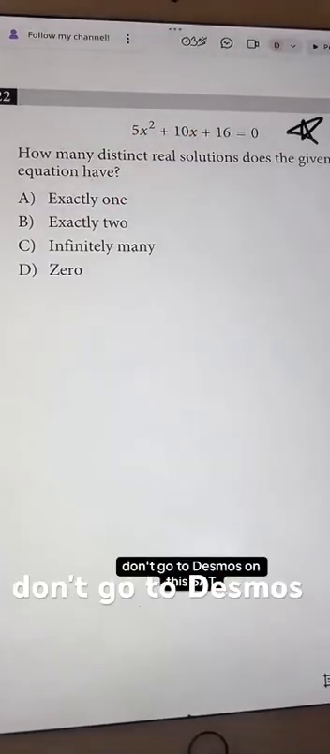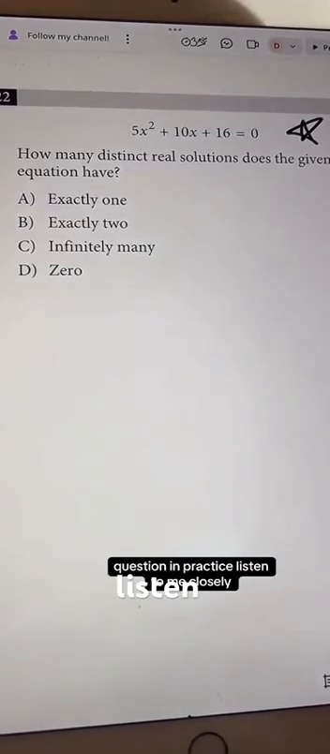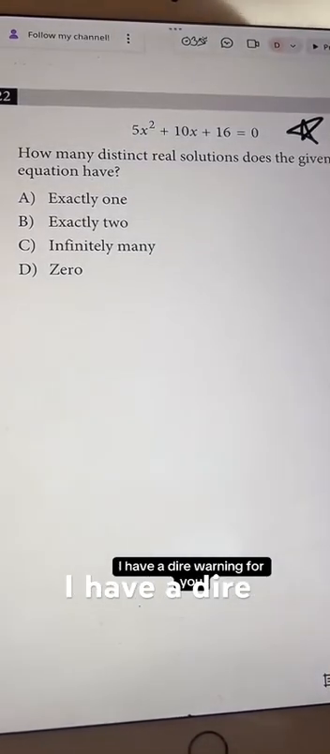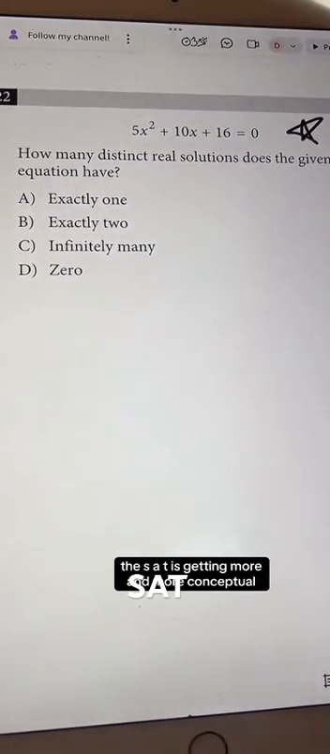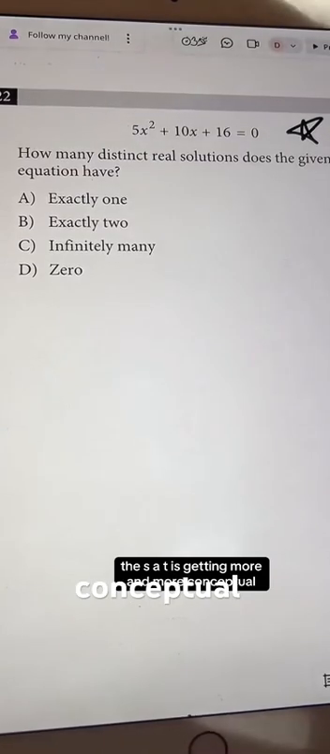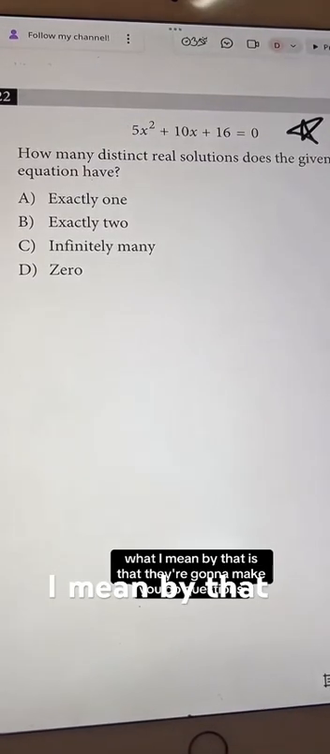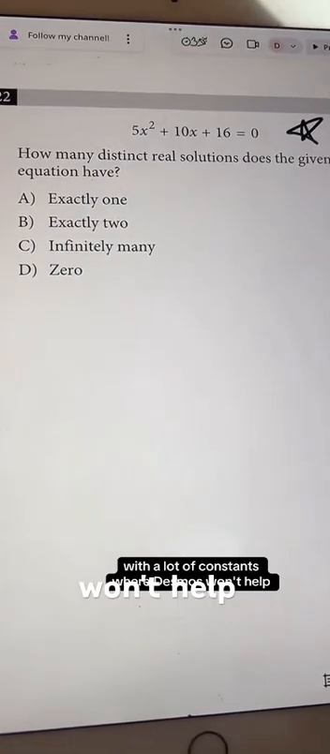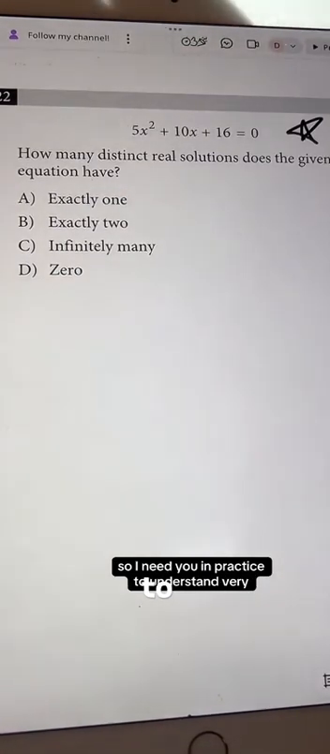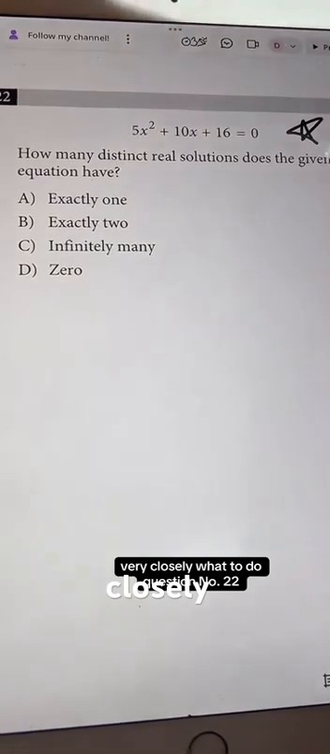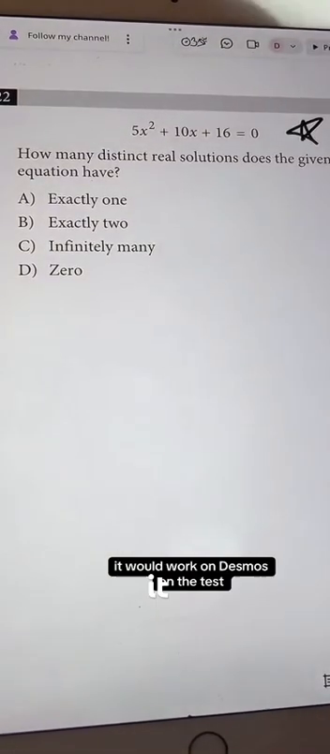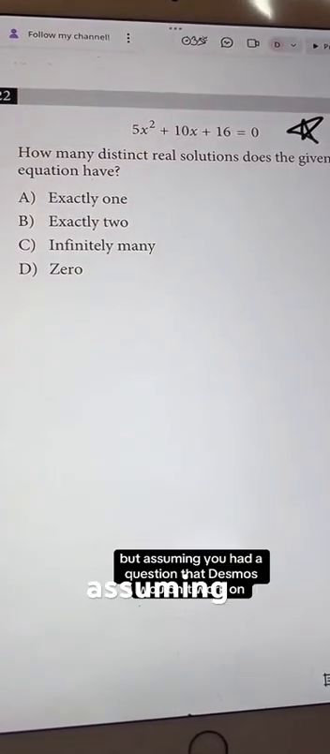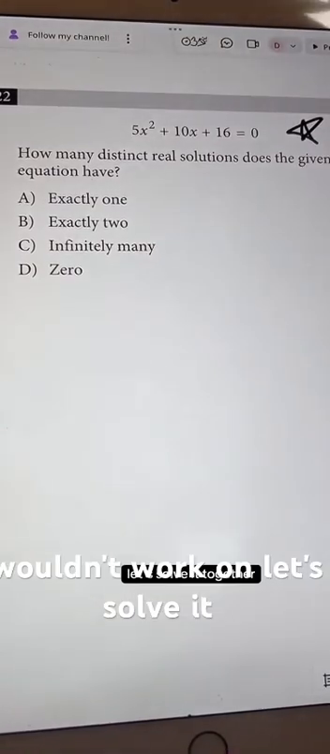Don't go to Desmos on this SAT question in practice. Listen to me closely. I have a dire warning for you. The SAT is getting more and more conceptual. What I mean by that is that they're going to make you do questions with a lot of constants where Desmos won't help. So I need you in practice to understand very, very closely what to do. Question number 22, it would work on Desmos on the test, but assuming you had a question that Desmos wouldn't work on, let's solve it together.